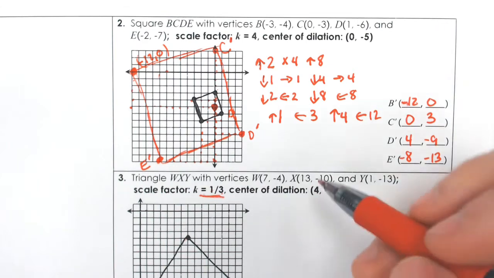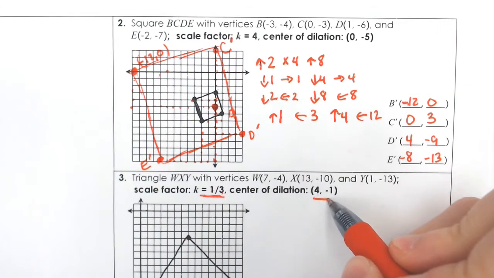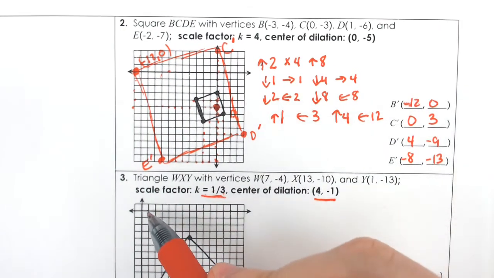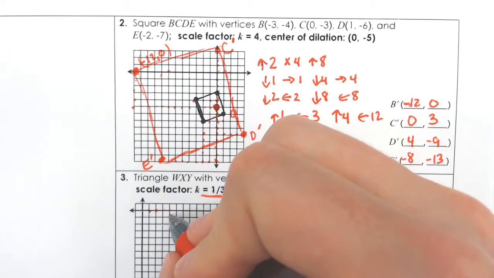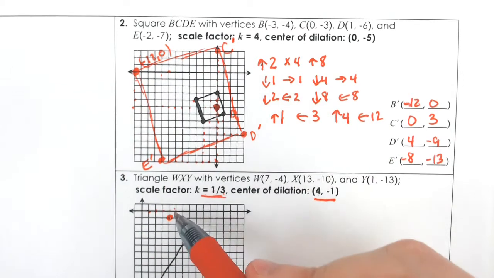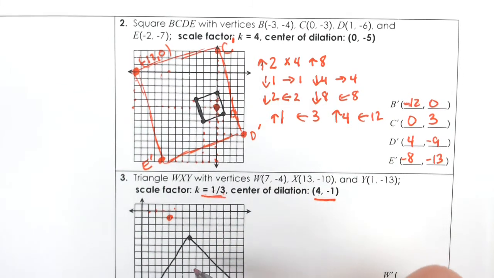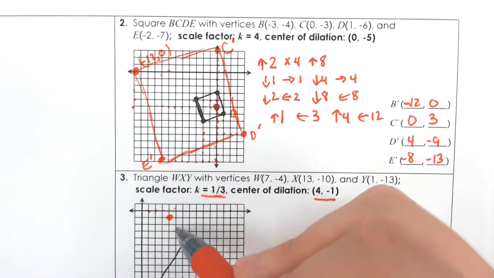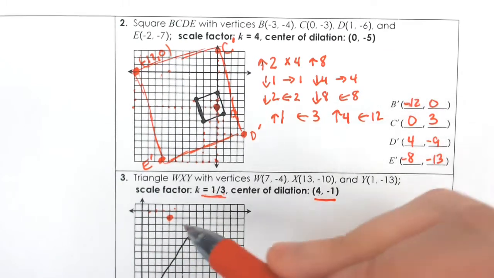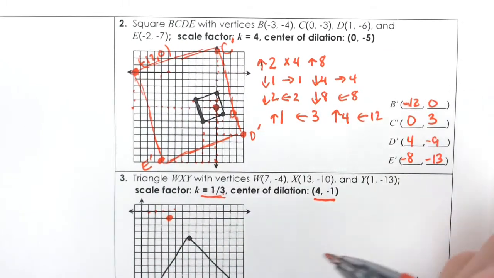And I already plotted the original. So let's plot the center of dilation, which is at 4, -1, 1, 2, 3, 4, down by 1. Now, with this being the center of dilation, we should expect the shape, if it's getting smaller, to go closer to it. If it was getting bigger, to probably go away from it. In this case, it's getting smaller, so I expect this shape to be somewhere around here, getting closer to that center of dilation. So let's count.